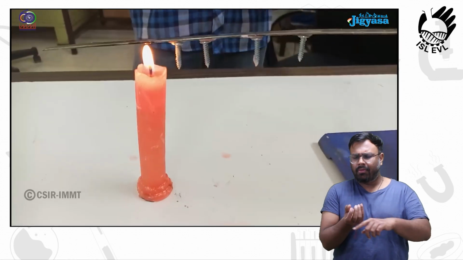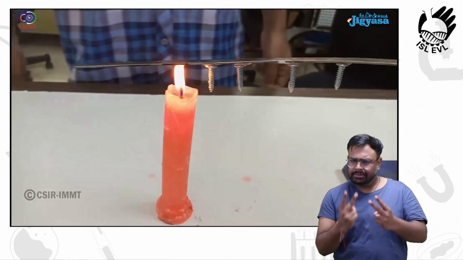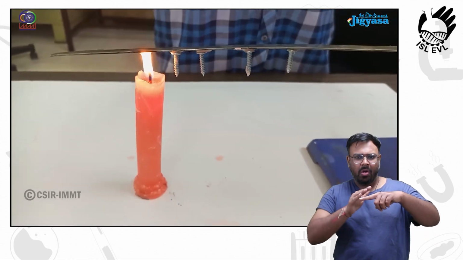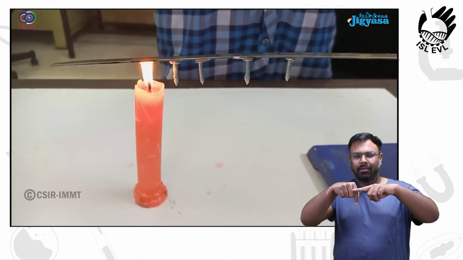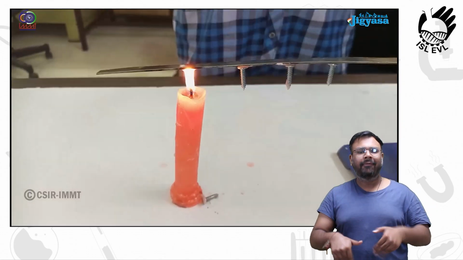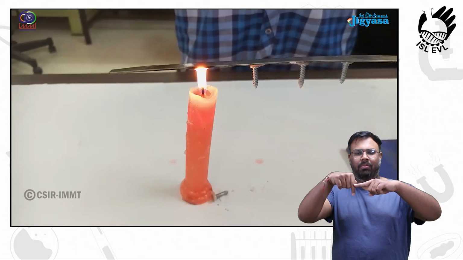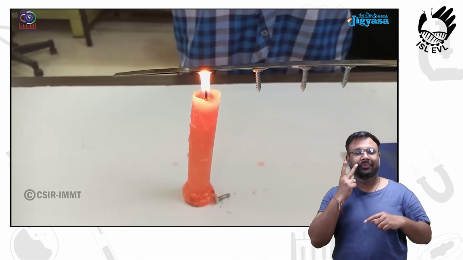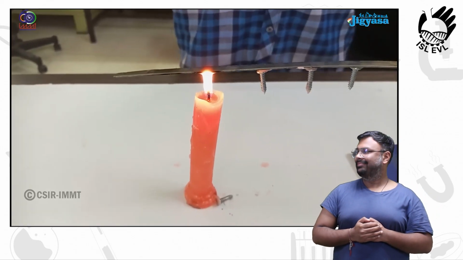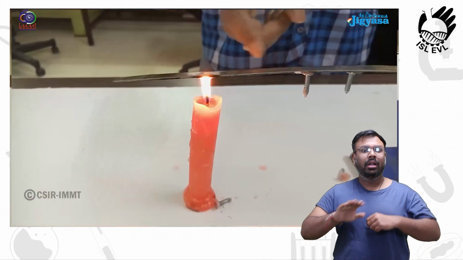As the heating process goes on, the rod becomes hot. Consequently, the nail which is closest to the candle falls down. After some time, the next nail, that is the second nail, also falls down. Similarly, the next 2 nails.